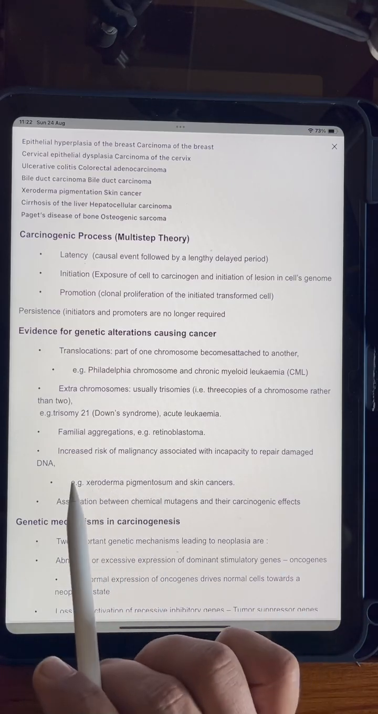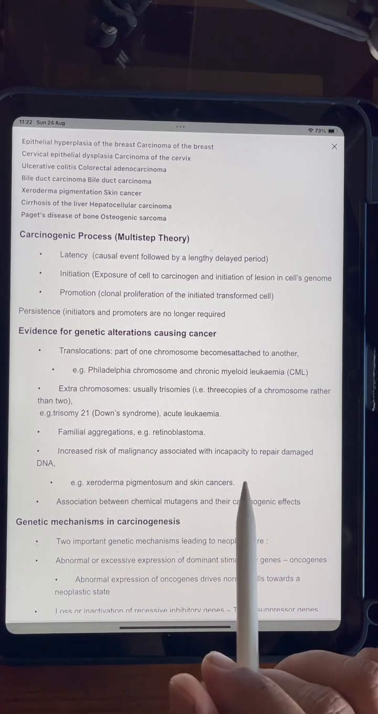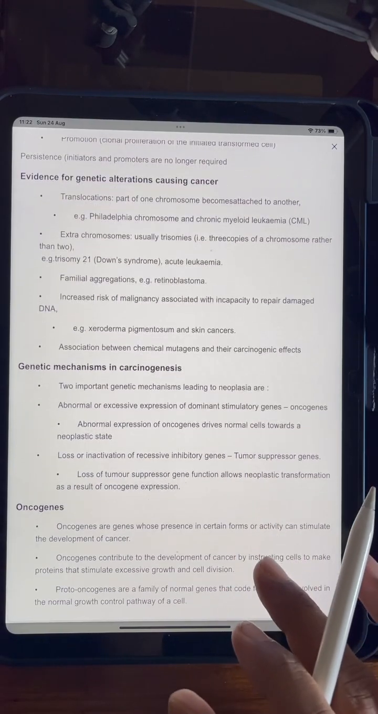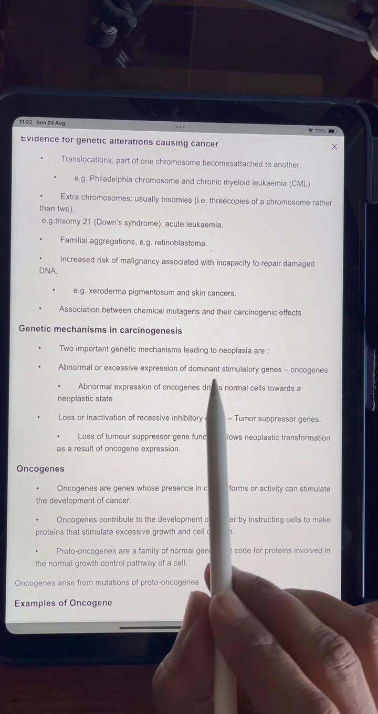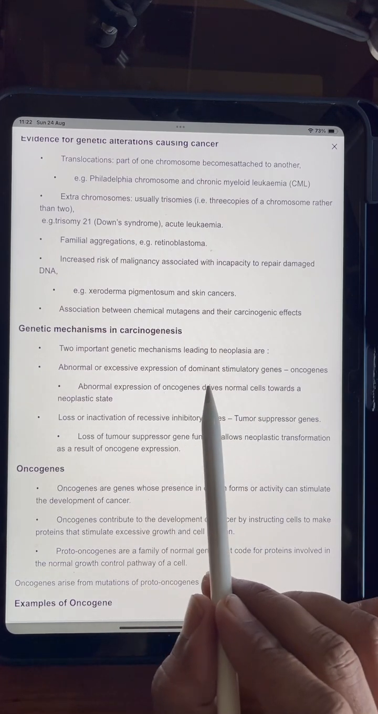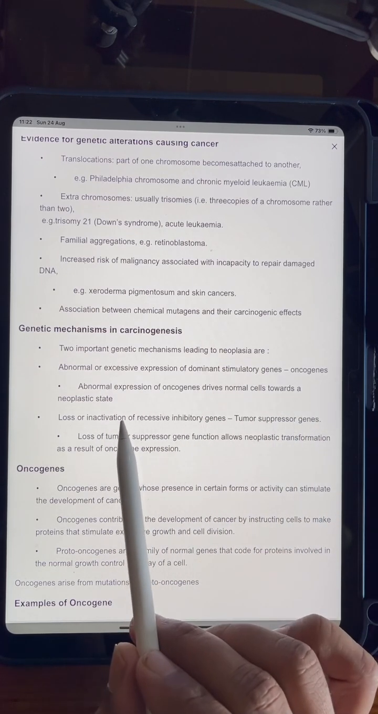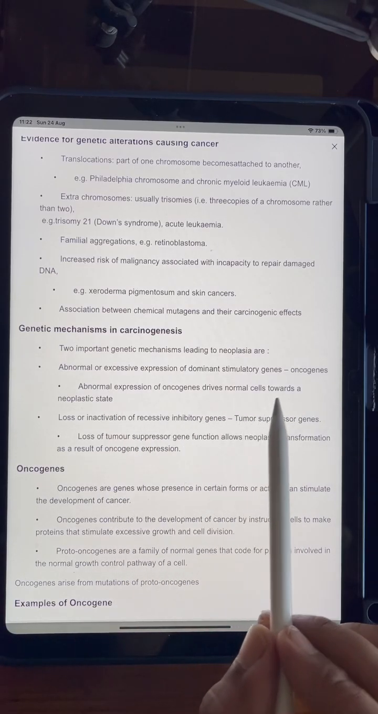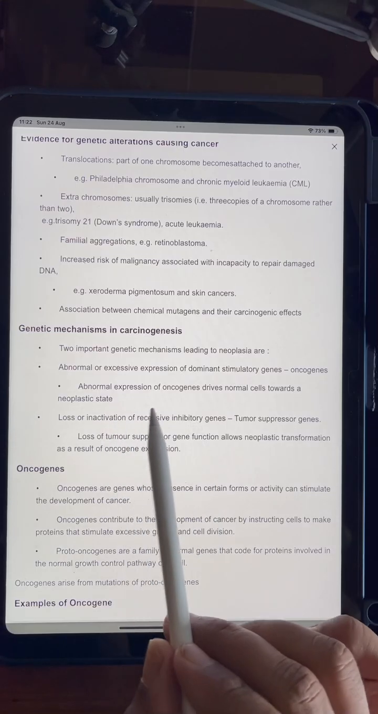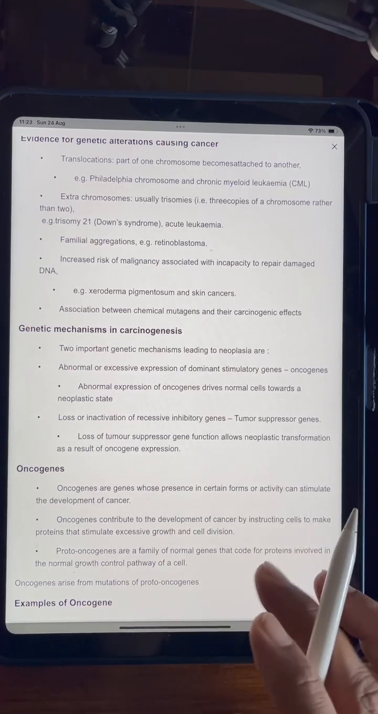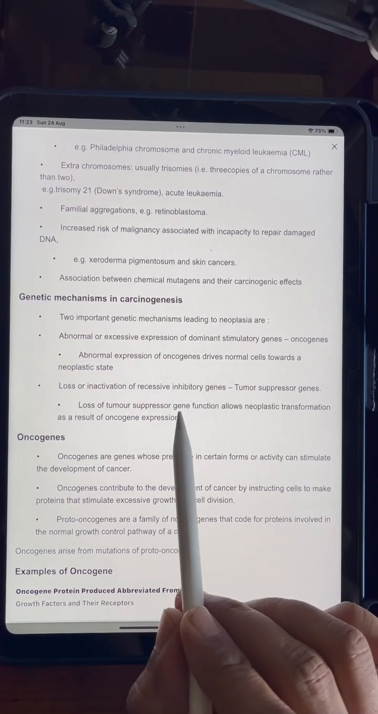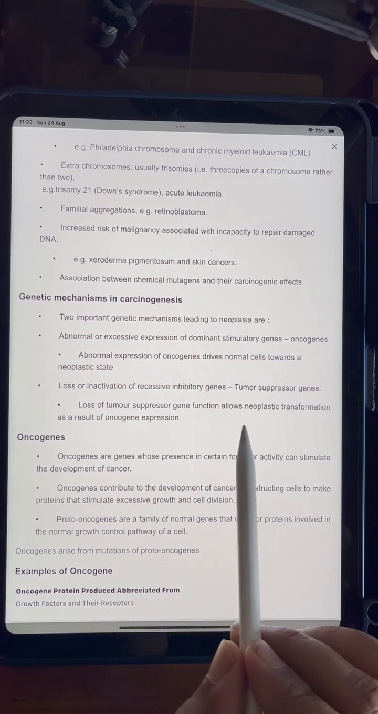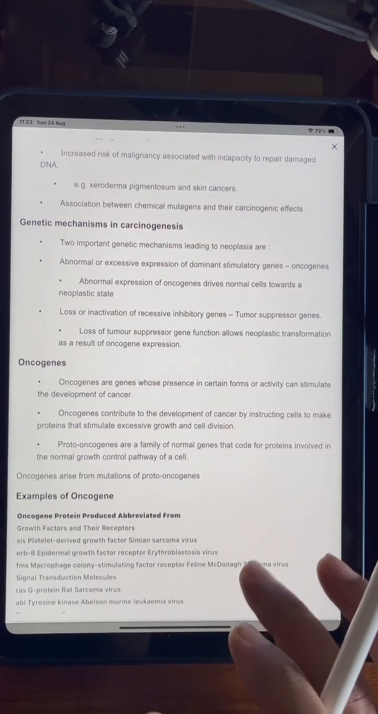Family aggregation, retinoblastoma. Increased risk of malignancy is associated with the incapacity to repair damage. Now, genetic mechanism. Two important genetic mechanisms leading to neoplasia are abnormal expression of the dominant somatic genes, oncogenes, which drives a normal cell towards the neoplastic stage, and loss or inactivation of recessive inhibitory genes. Tumor suppressor genes are lost. Loss of tumor suppressor gene function allows neoplastic transformation and oncogene expression.